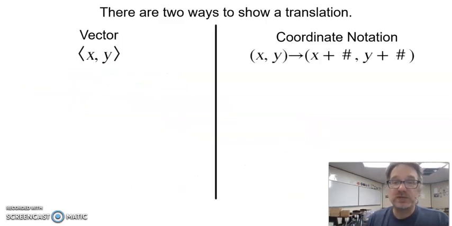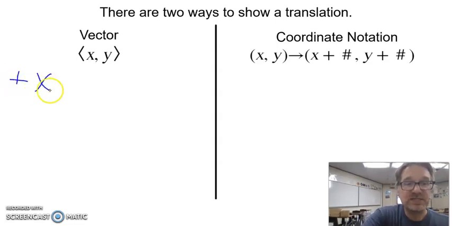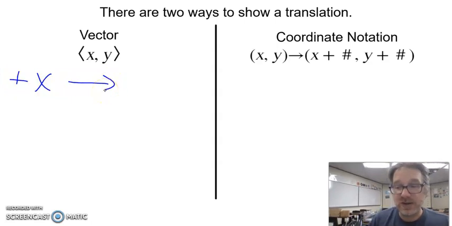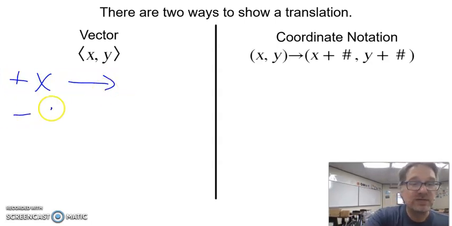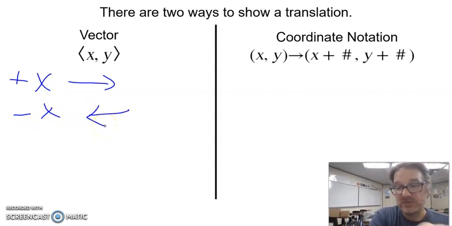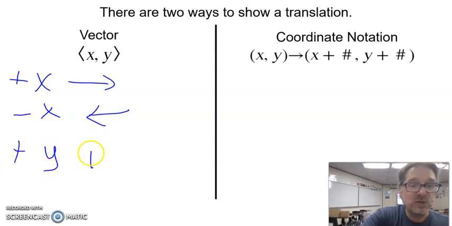So there are two ways that we are going to show a translation. One of them is called vector notation. The other one is called coordinate notation. In a vector, it looks a lot like a point, but notice those brackets are kind of slanted, kind of pointy. If we have a positive x value, we are going to slide to the right. If we have a negative x value, we are going to slide to the left. Remember, x always comes first, y comes second. If we have a positive y value, we are going to slide up. And if we have a negative y value, we are going to slide down.